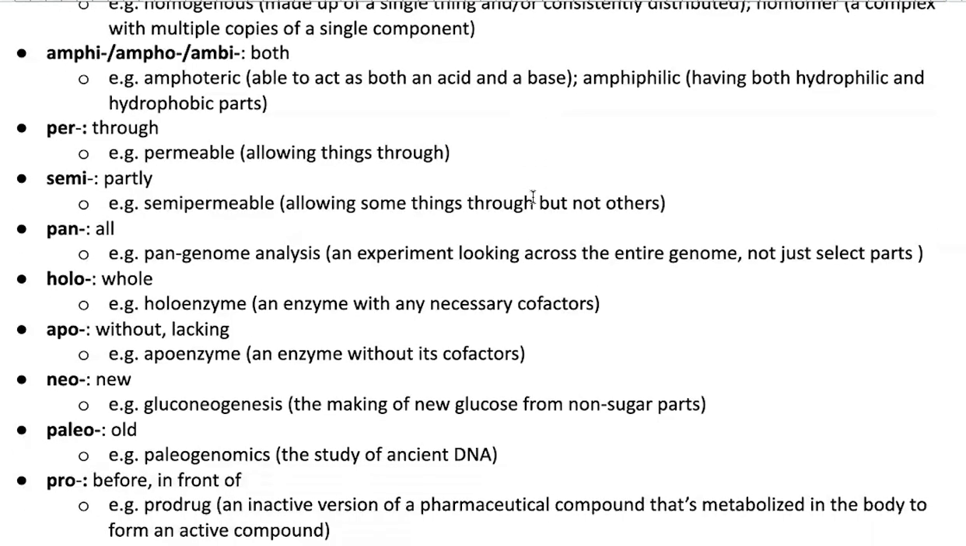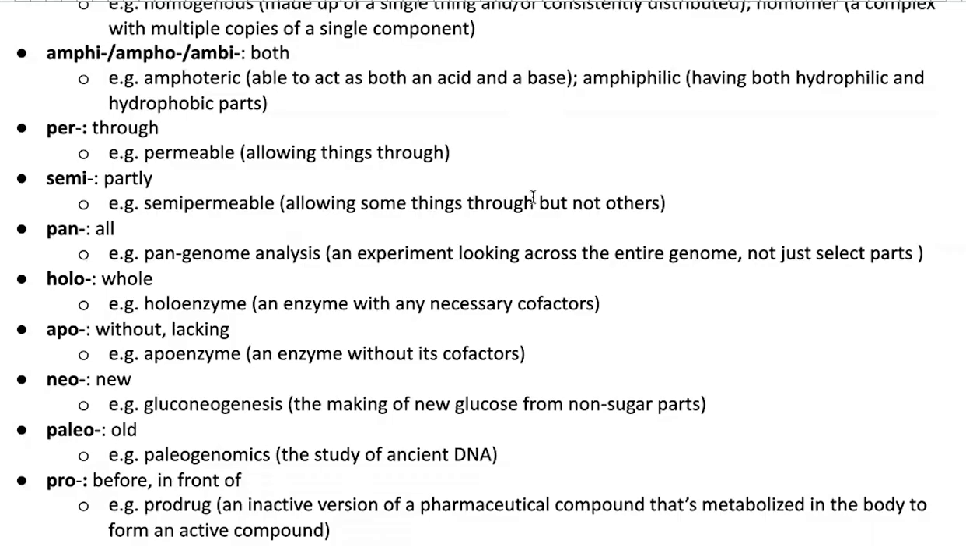Amphi, ampho, ambi. These all mean both. So amphoteric means something is able to act as both an acid and a base. Amphiphilic means having both hydrophilic and hydrophobic parts. So those prefixes all mean both.